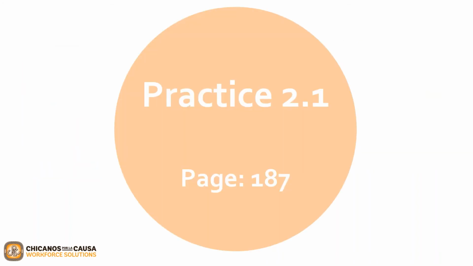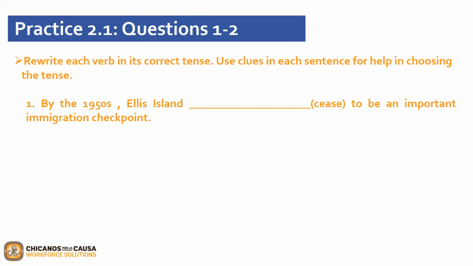Now that we learned about regular verbs, let's view practice 2.1, found on page 187. Before you start on practice 2.1, I would advise that you have a pen or pencil and a sheet of paper next to you so you can answer the following 2 questions.